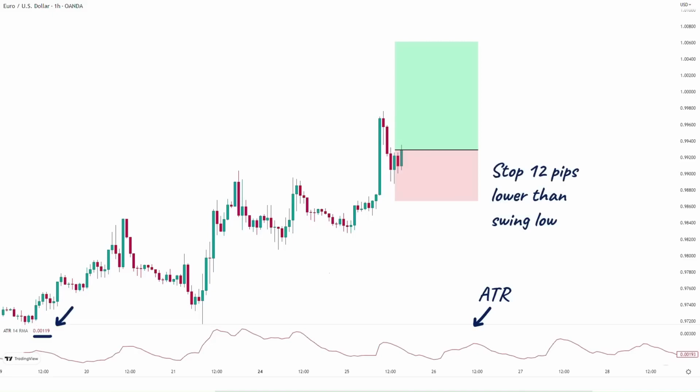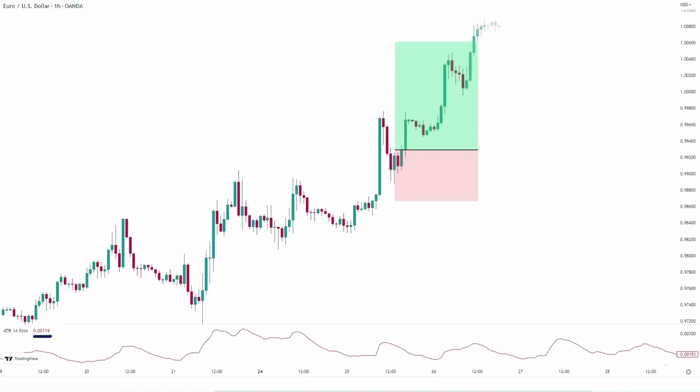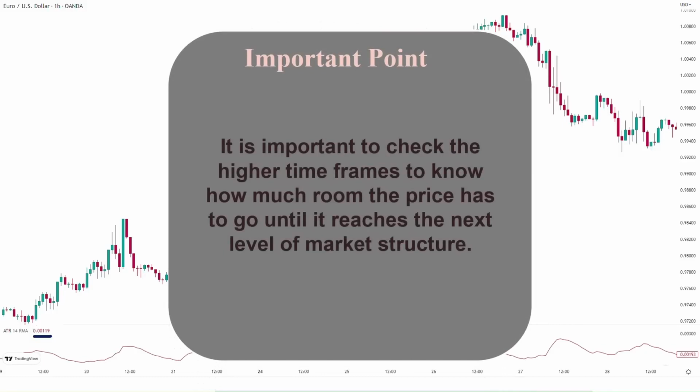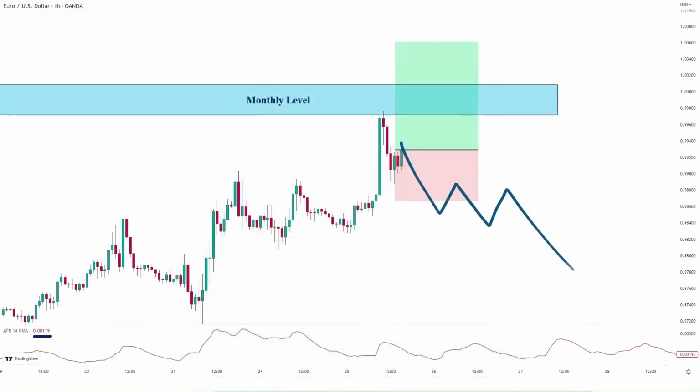For the first TP, you can make your trade break even by closing half of your position when the price reaches your 1 to 2 target. And for the second, you can target the next level of structure in front of the price. Here is an important point. It is important to check the higher timeframes to know how much room the price has to go until it reaches the next level of market structure. For example, if we had a monthly zone in front of the price, it could easily shift to a head and shoulders pattern and lead to a major trend change.